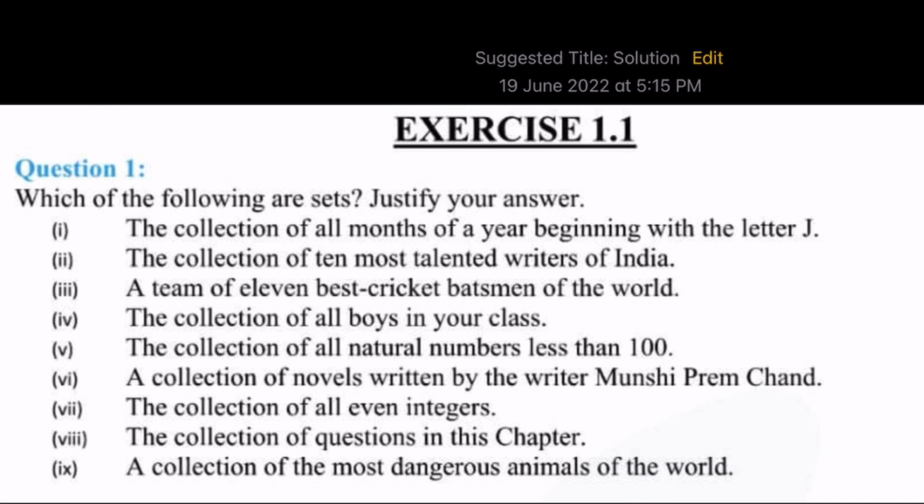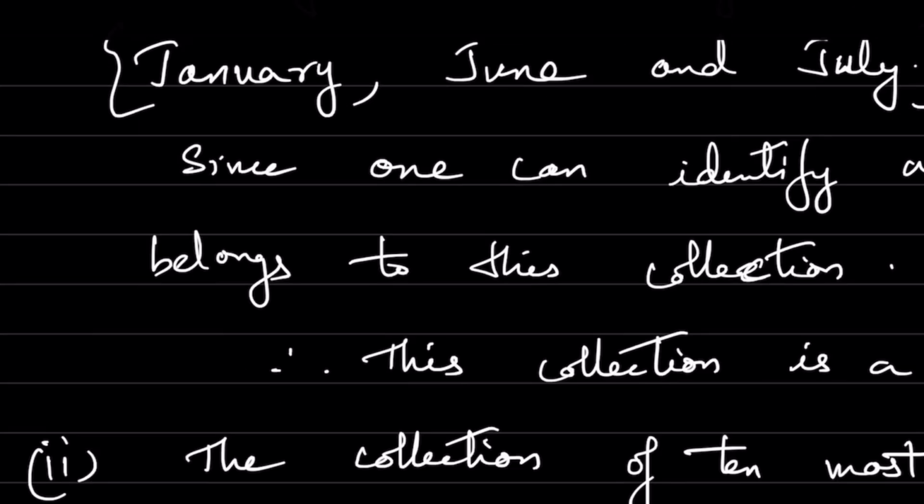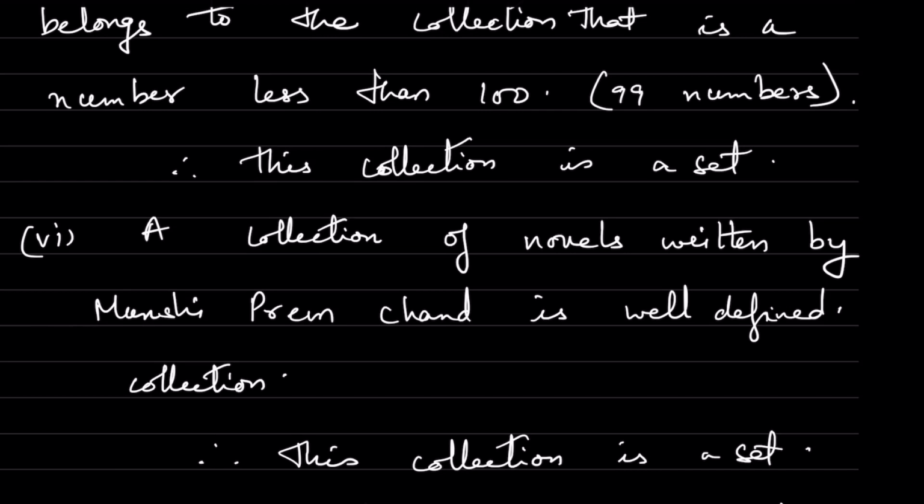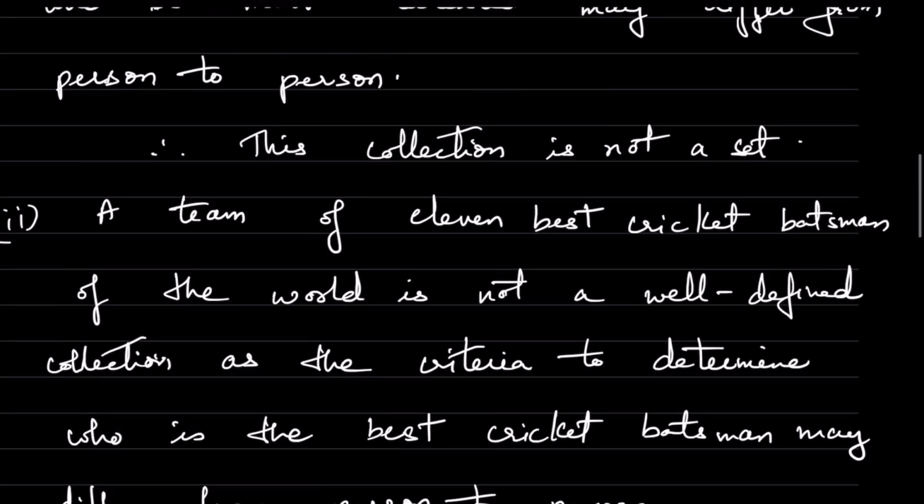Next one, a collection of novels written by the writer Munshi Premchand. You know all the novels which are written by this writer, and this is a very well defined set, because if you take a book from any library and see that this is the author, it is a collection from Munshi Premchand. Therefore the collection of novels written by Munshi Premchand is a well defined collection, therefore this collection is a set. You can identify from different books what Munshi Premchand has written. So this is very well defined.